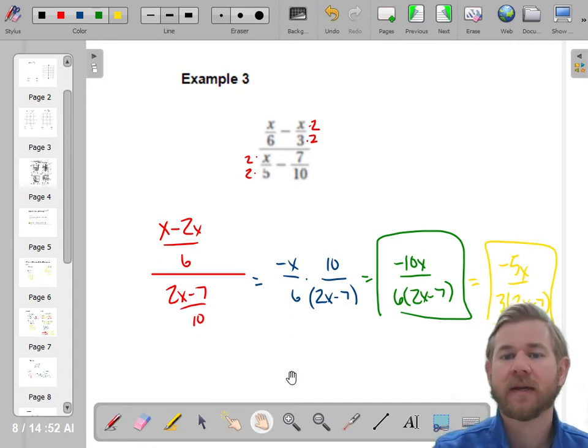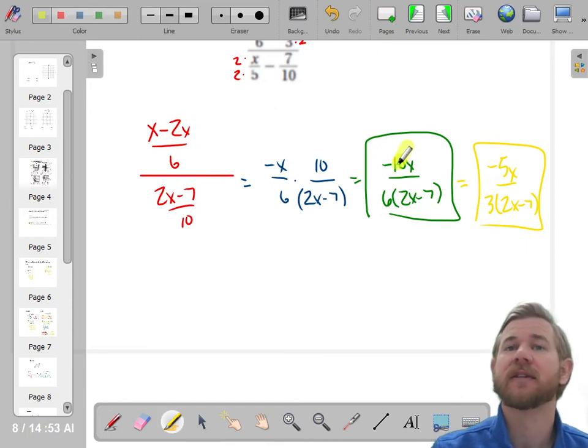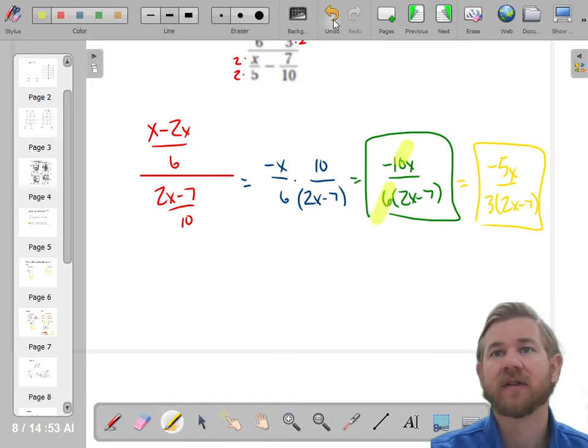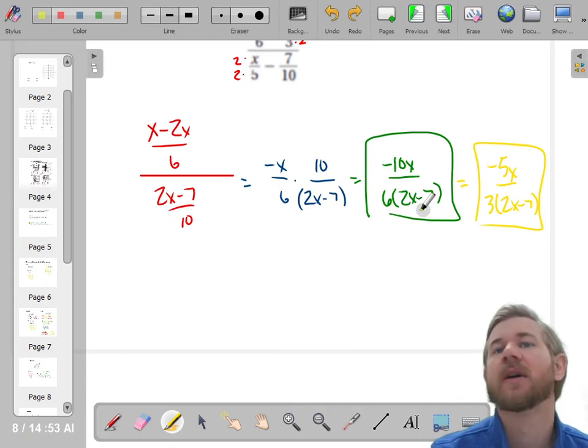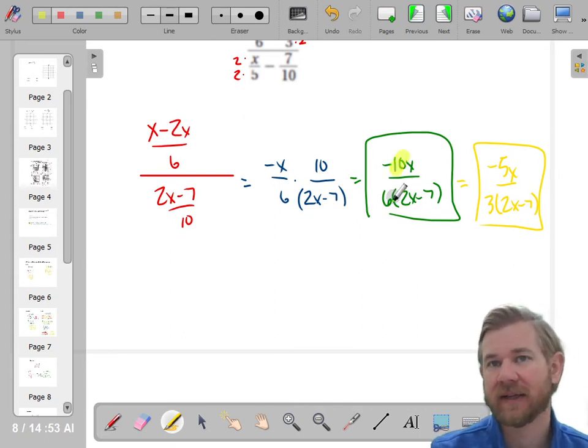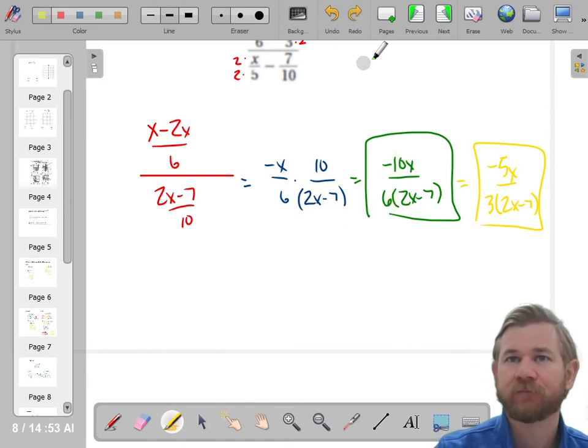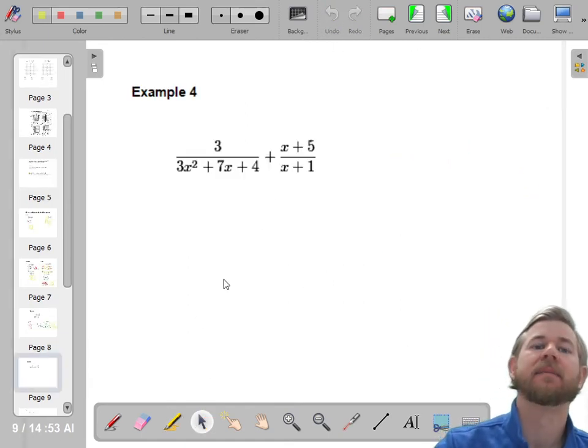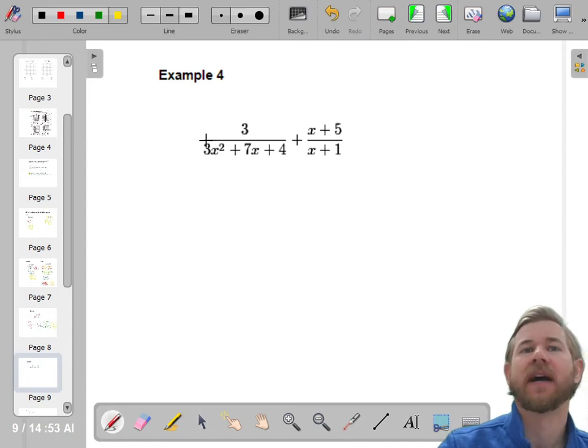So if you see that you got a fraction, look, these are just factors. 10 over 6 is 5/3. So negative 5x over 3 times 2x minus 7. This is the most simplified answer, so what you want is actually yellow. Because this, like I said, you can factor that out. Alright, let's keep going.